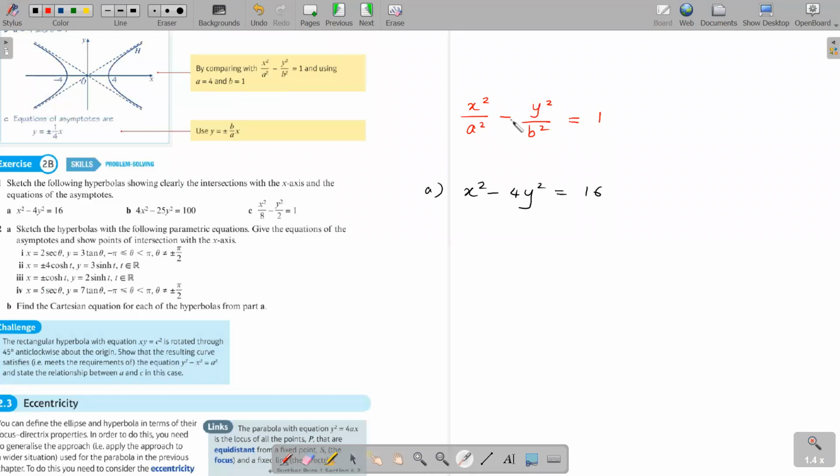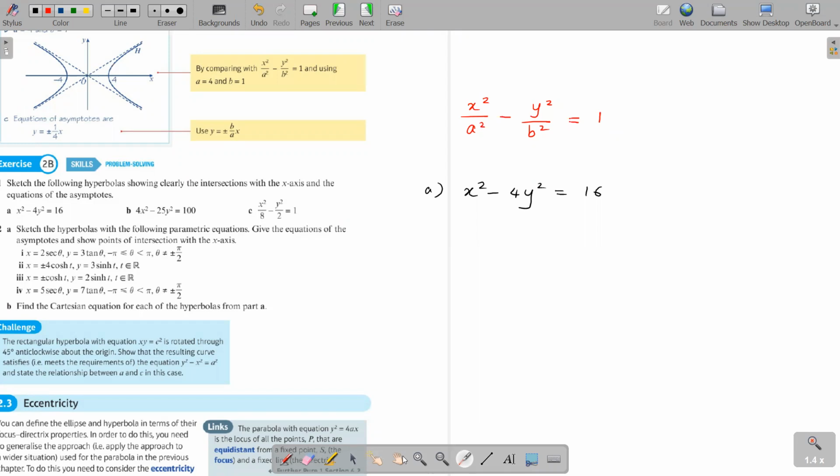Then inside, in the middle of these two, you must have the minus sign. And also, your x square has the a square below it, and the y square has the b square below it. Do you see? So it needs to follow this format strictly to be a hyperbola.